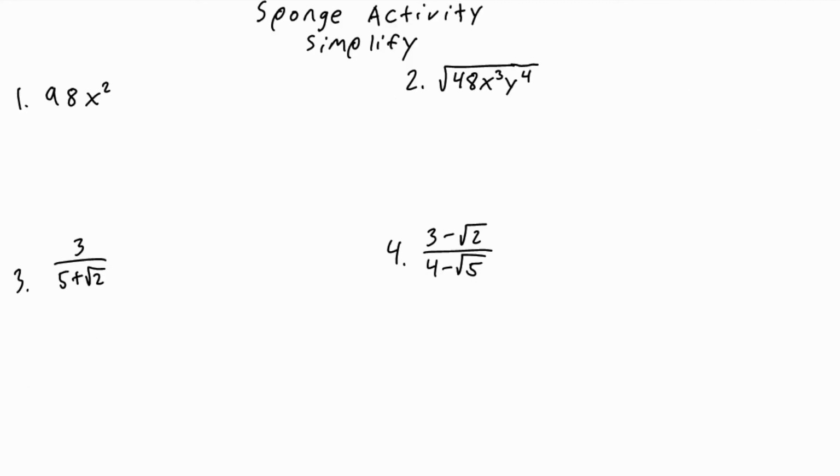All right, and now time for the sponge activity. So 4 problems. I want you to simplify them. The top 2 are simplifying square roots with variables. The bottom 2 are rationalizing the denominator. I want you to multiply by the conjugate on the top and bottom.